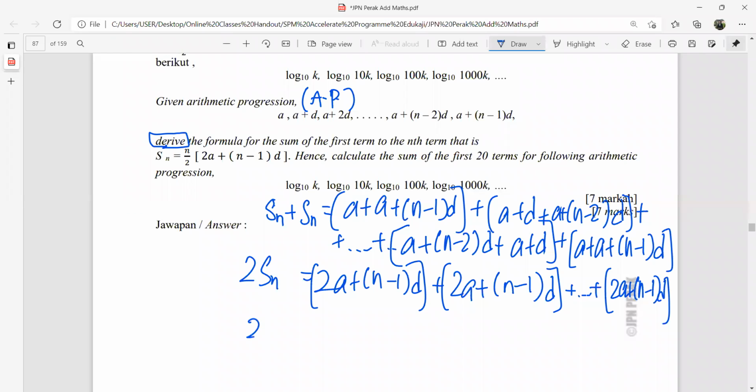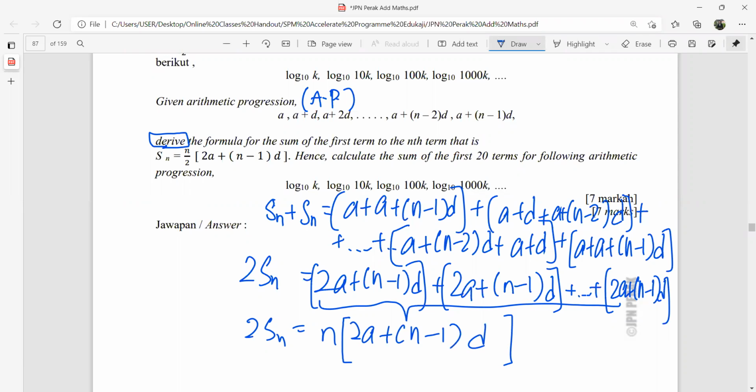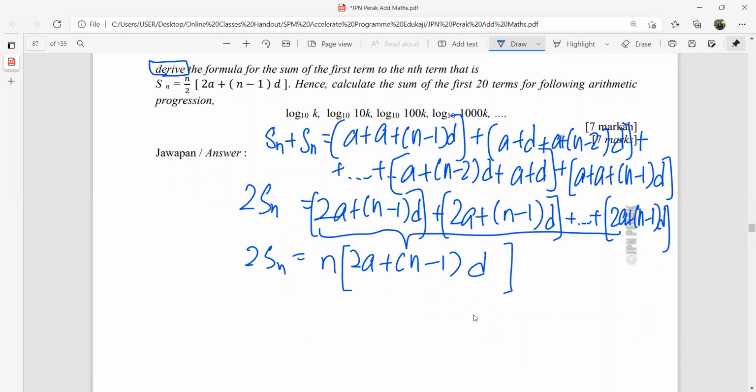And then you can see 2Sn. You see how many of them? A lot of times, right? So n times the whole thing, 2a plus n minus 1d. Okay, and they ask you to prove Sn equals to, bring down the 2. That's right, the formula is derived this way. Do you follow? So I'm giving you the hint, guiding you step by step.